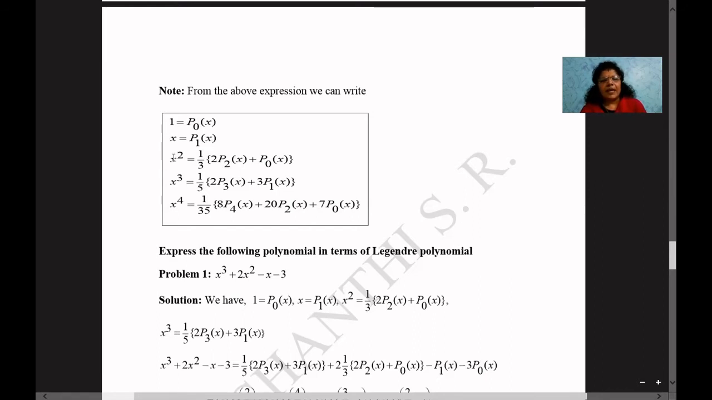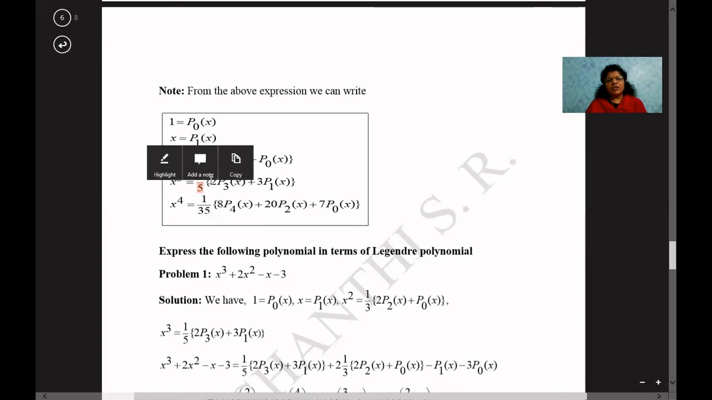And P2 of x we have proved as (3x square minus 1) divided by 2. That is half of. From there we can write the value of x square is 1 by 3 of (2 P2 of x plus P0 of x). Similarly, from P3 of x Legendre polynomial, we can write x cube is equal to 1 by 5 of (2 into P3 of x plus 3 into P1 of x). And from P4 of x Legendre polynomial, we can write the value of x power 4 is 1 by 35 of (8 P4 of x plus 20 P2 of x plus 7 P0 of x).